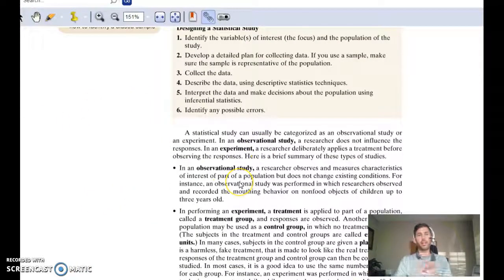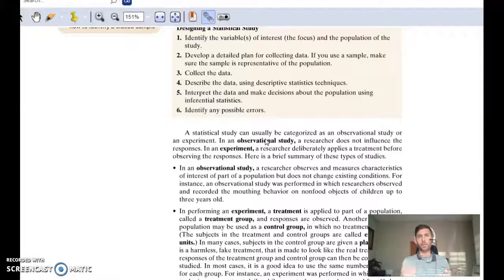The next thing I want to touch on is on page 17 in the book, difference between an observational study and an experiment. The names kind of give it away. An observational study, you're just observing. You go out and you look and you see what's going on. With an experiment, you're altering something in some way.